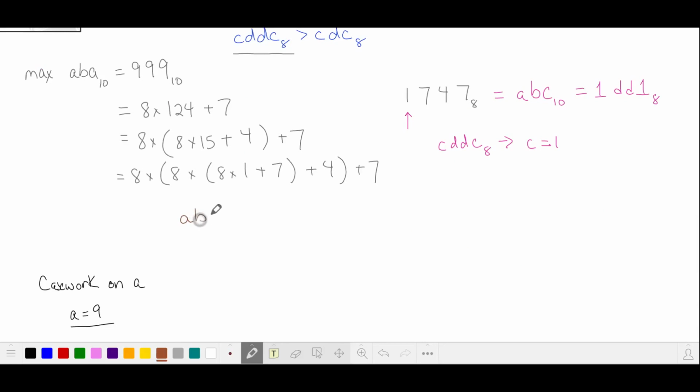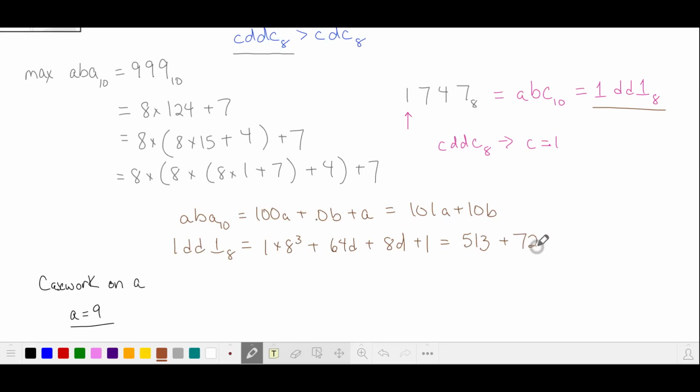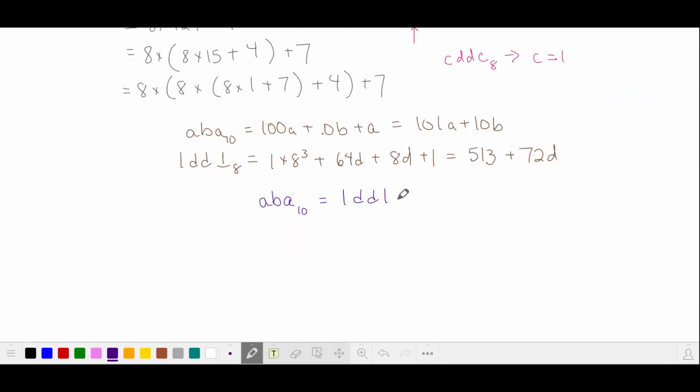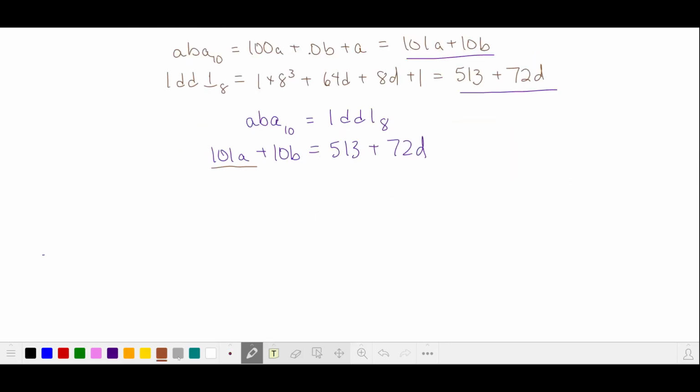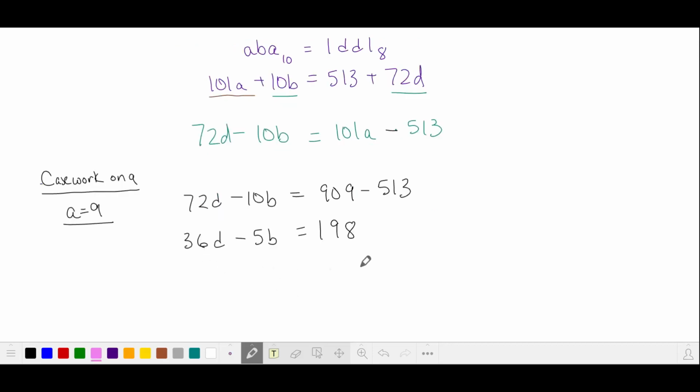Let's write our 3-digit palindrome in base 10 in terms of its digits and combine like terms. Our 4-digit palindrome in base 8 will be 513 plus 72 times D, where D are these two middle digits. Since these two palindromes are equal to each other, we'll set these two expressions equal to each other. Since we're doing casework on A, we'll collect the other two terms on one side. To maximize our palindrome, we'll start with A equals 9.